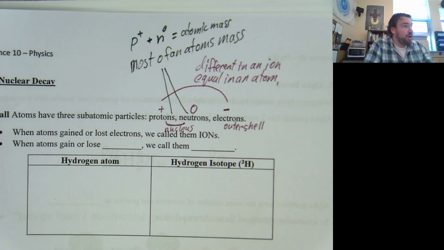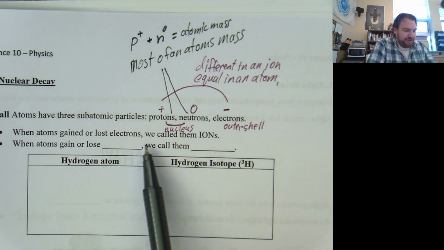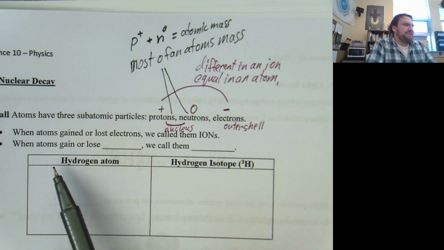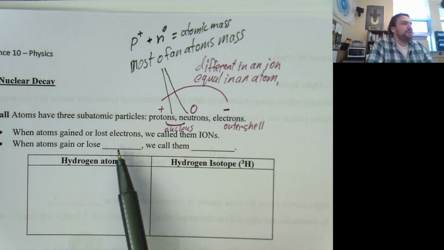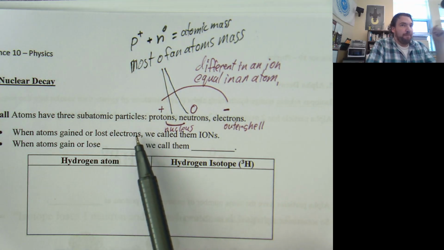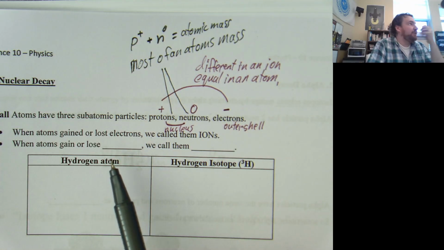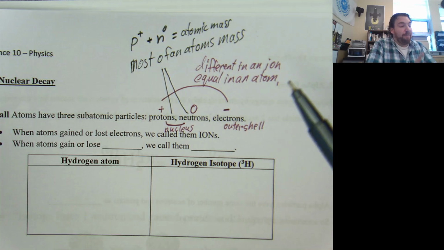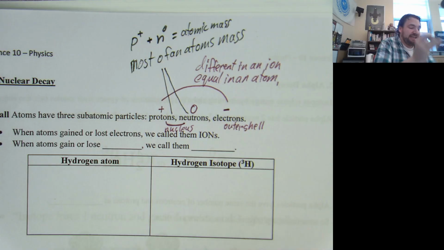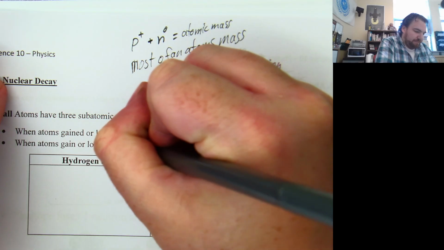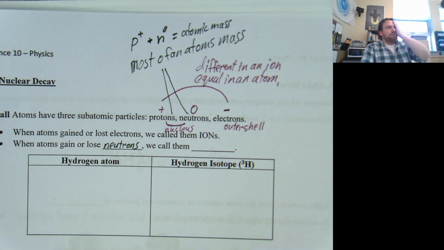Okay, so recall. When atoms gain or lose electrons, we call them ions. This is not a recall, this is brand new. You can lose more than just electrons. The one thing you cannot lose is a proton. The proton defines what kind of element you have. The proton is the atomic number, it doesn't go anywhere. But you can gain or lose neutrons.